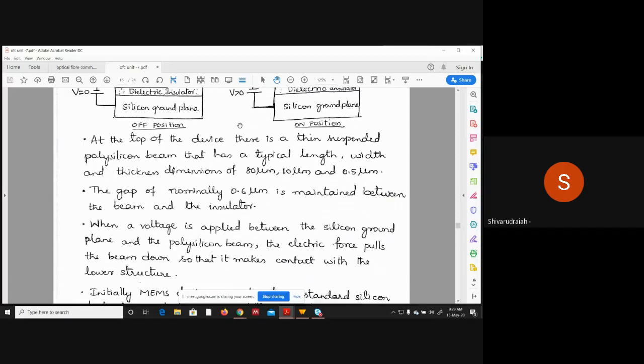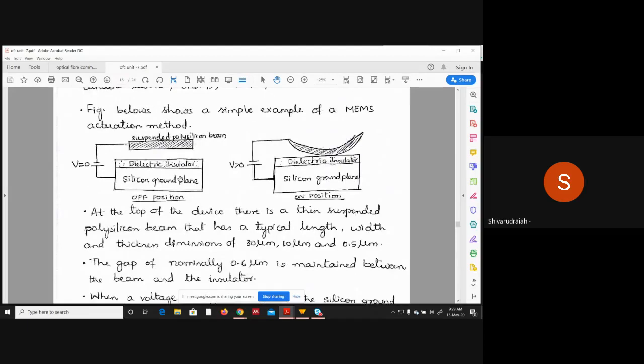What happens if you apply a voltage between the silicon ground plane and polysilicon beam? The electric force between them will pull down the beam and make contact with the dielectric insulator. You can see the suspended beam temporarily changes its shape slightly, and it starts making a physical contact with the dielectric insulator. This is what we call the on position of a MEMS based switch.